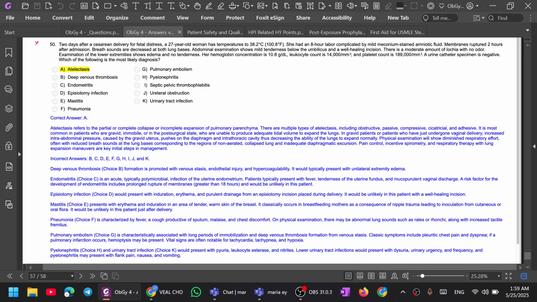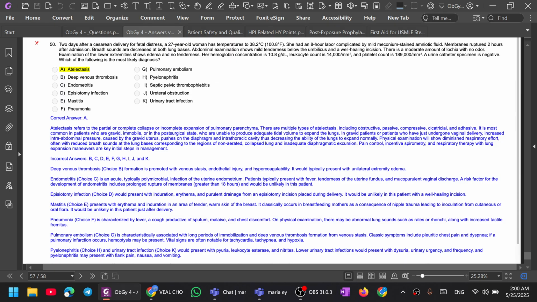Physical exam will show diminished respiratory efforts, often with reduced breath sounds at the lung bases, corresponding to the regions of non-aerated collapsed lung and inadequate diaphragmatic excursion. Pain control, incentive spirometry, and respiratory therapy with lung expansion maneuvers are key initial steps in management.